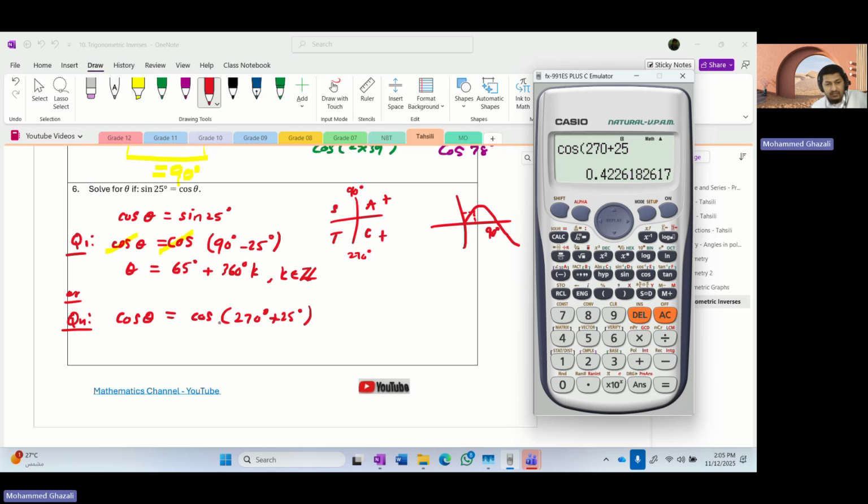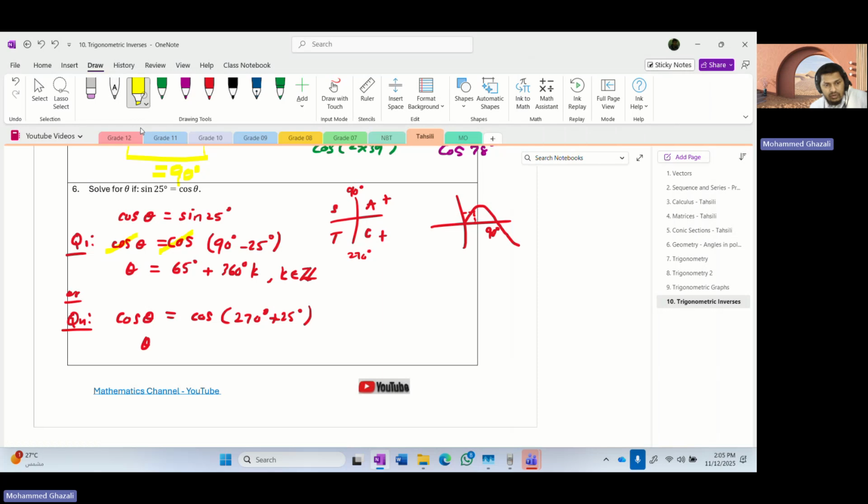Yes, it's the same result. Because we are using co-ratios, cos and cos cancel out. So theta is now equal to 25 plus 270 plus 25 plus 360 degrees k, where k is an element of integers. So these are your two general solutions for this problem here.